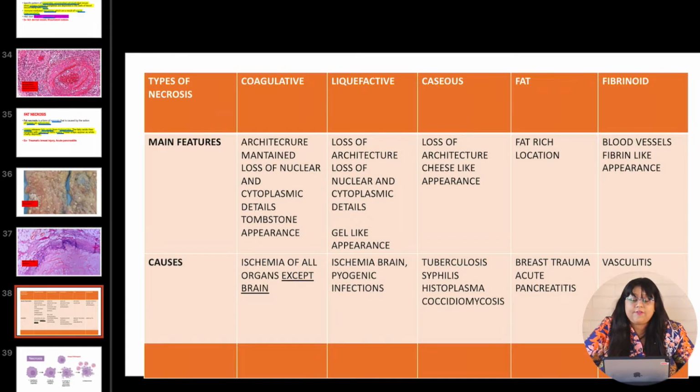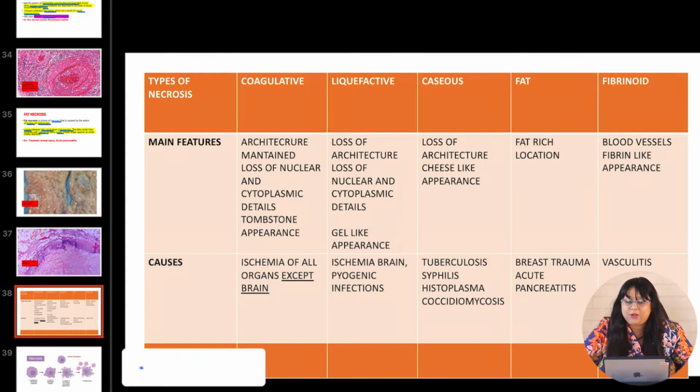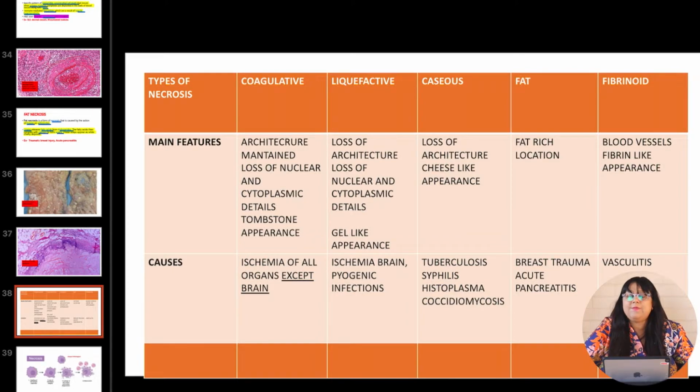So where do you see liquefactive necrosis? Mainly in cases of ischemia to brain, abscess, or some other pyogenic infections, you will find liquefactive necrosis. Coming to caseous necrosis. In caseous necrosis also there is loss of architecture and there is cheese-like appearance. Remember this, it's a very important point. It will be cheese-like appearance grossly. And what are the causes of caseous necrosis? It could be because of tuberculosis, syphilis, histoplasmosis, or coccidiomycosis.